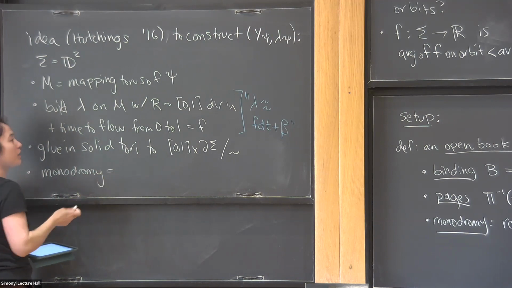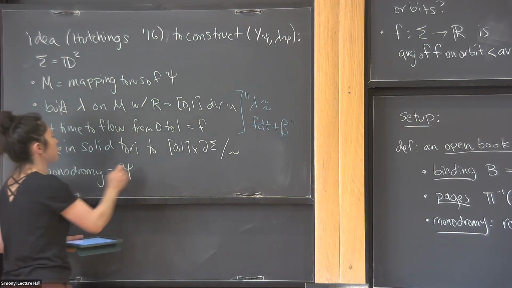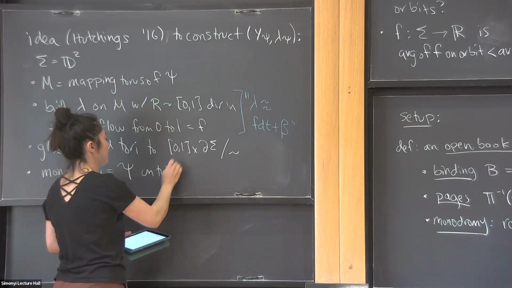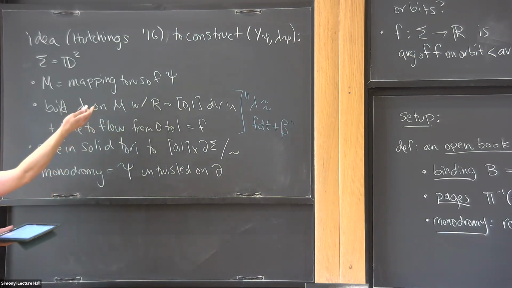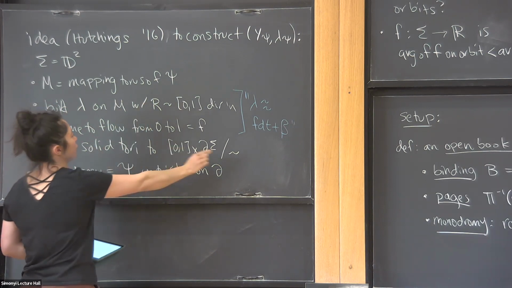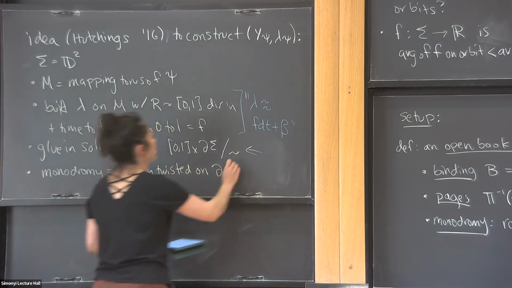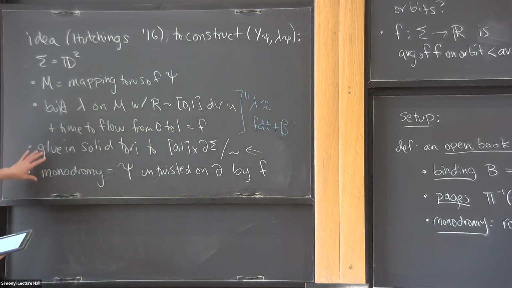So the monodromy is equal to the return map that you started with, psi, but untwisted on the boundary. Oh, and I also want to start with psi being really nice near the boundary, so maybe it's a rotation near the boundary, just for this step. Untwisted on the boundary by the value of F. This is really not a problem on the disk because there's only one mapping class, only one possible monodromy.